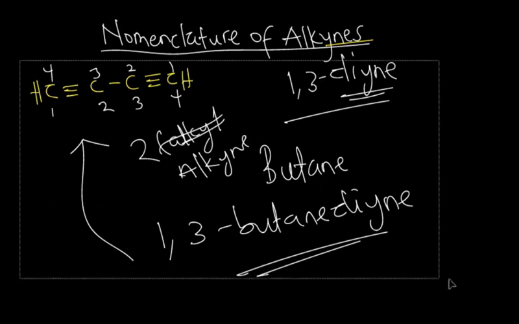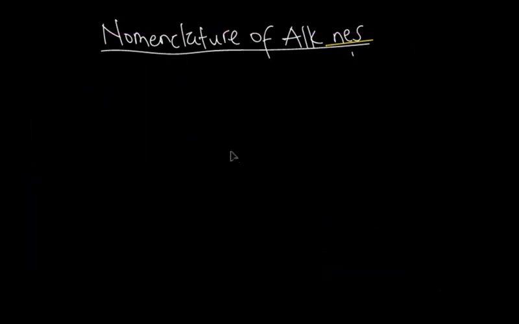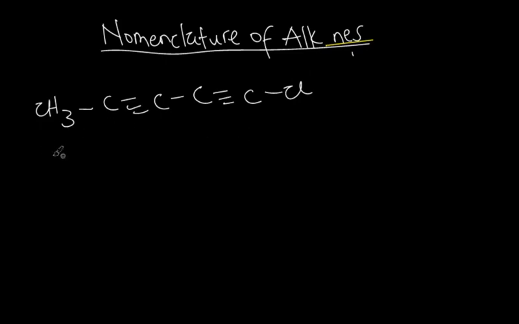So let's have a look at one final example. We have CH3 C triple bond C, C triple bond C, and then Cl. Our longest continuous chain in this example is going to be what? When we count from this direction, we have 1, 2, 3, 4, 5. In this direction we have 1, 2, 3, 4 and 5.